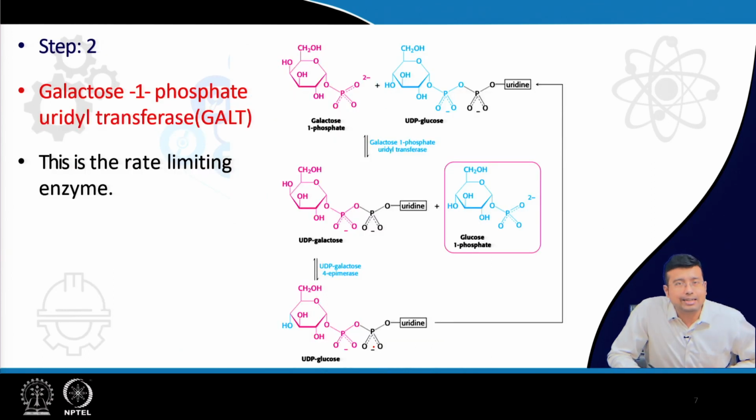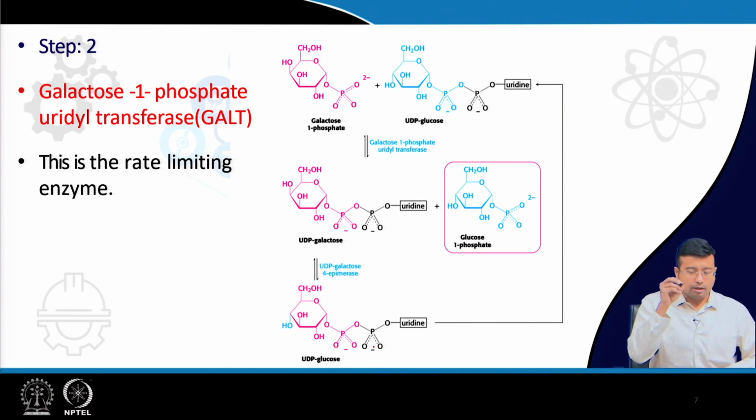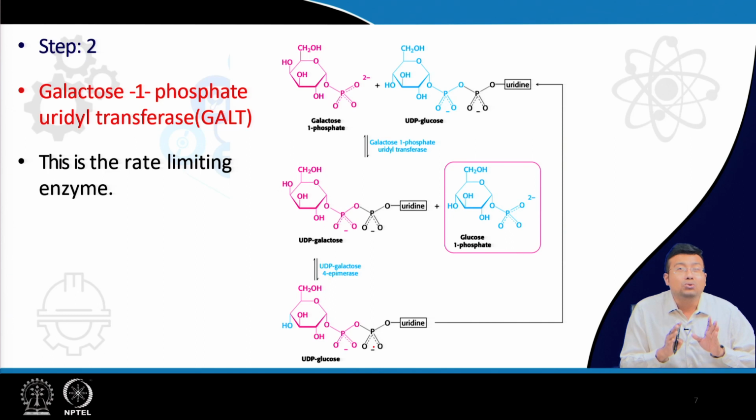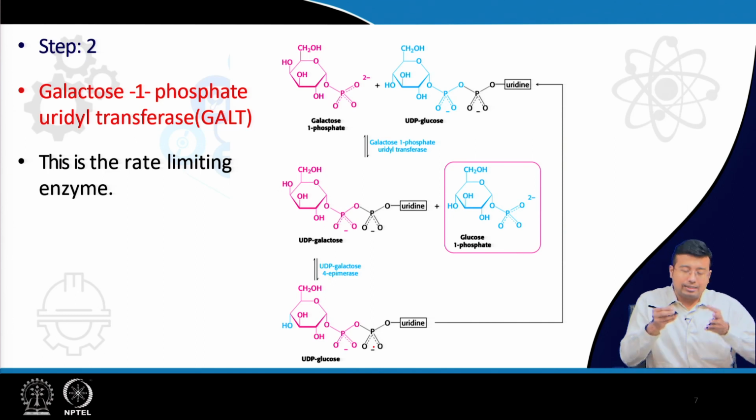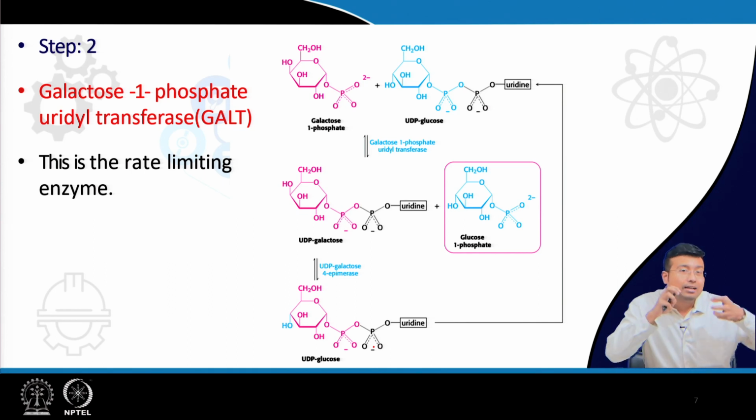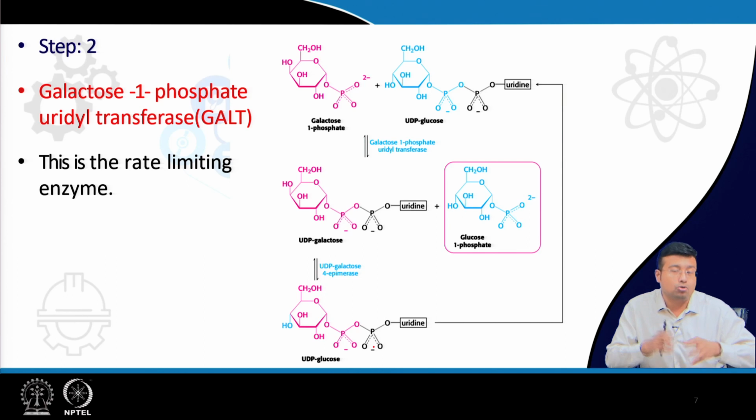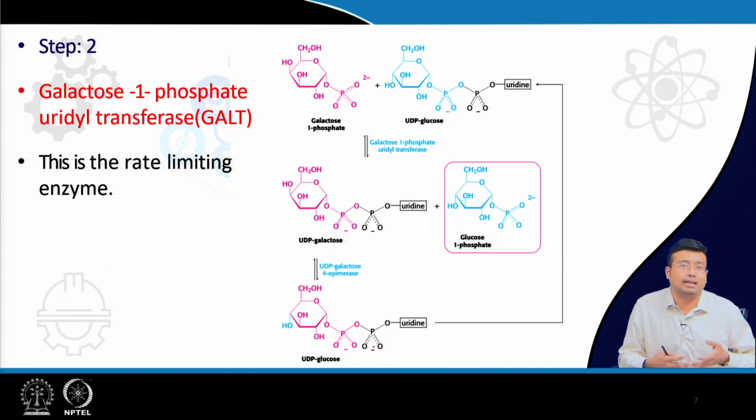In the next step, what happens? Well, the most important enzyme of galactose metabolism, I told you, is galactose 1 phosphate uridyl transferase. Since UDP glucose and UDP galactose are donating galactose, we need synthesis of UDP galactose. So, how will UDP galactose be synthesized?